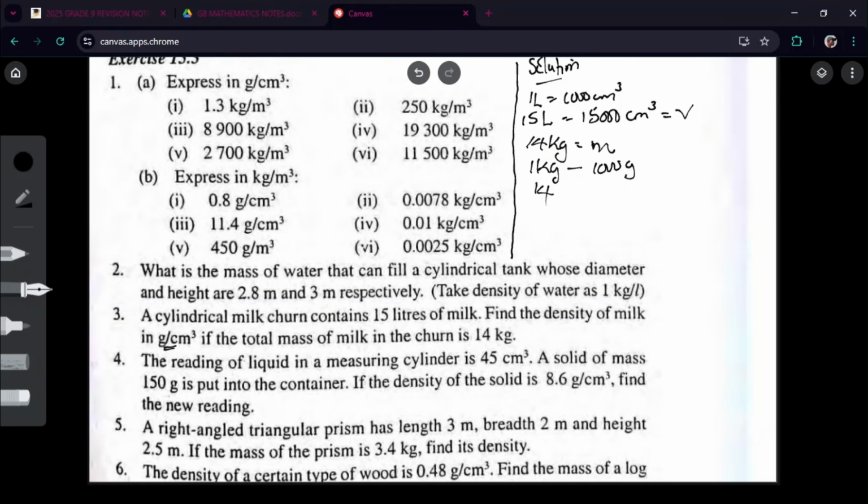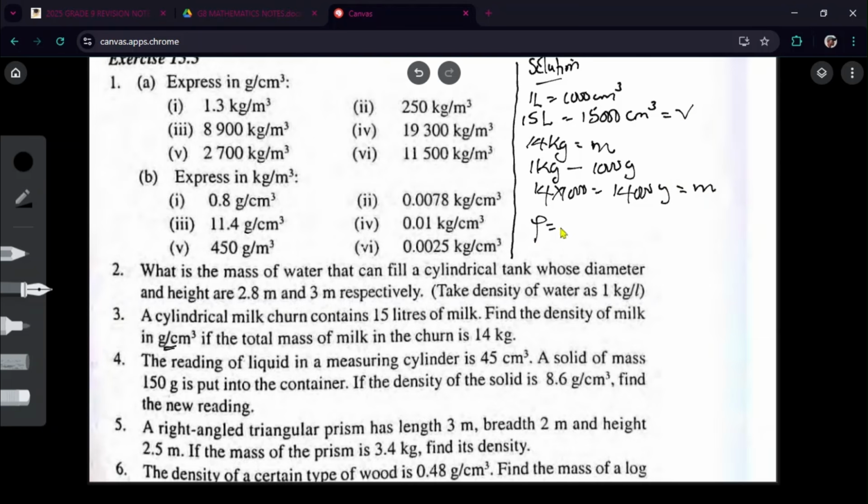So I'll take 14, I multiply by 1,000. This will be the same as 14,000, this one will become my grams. And now I have everything. So this one is my mass in the right units, and the volume we have in the right units.